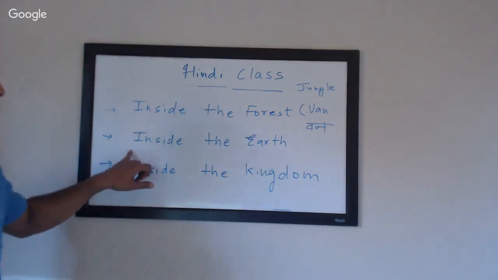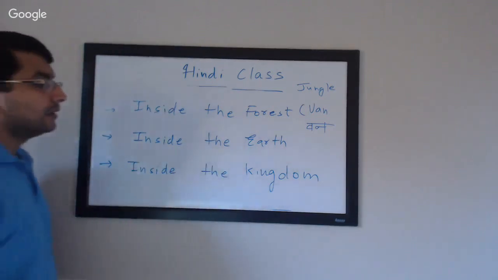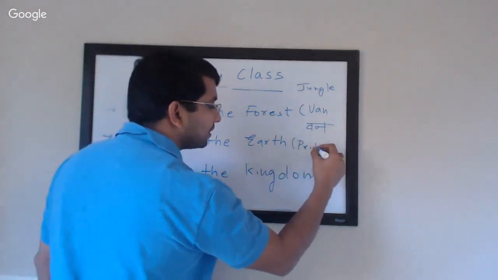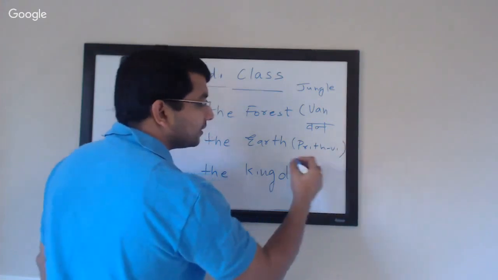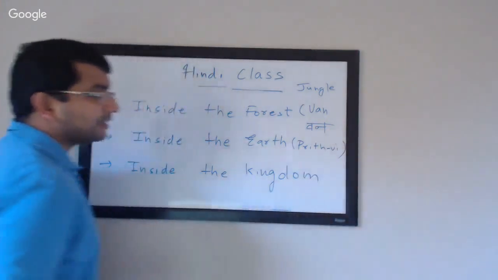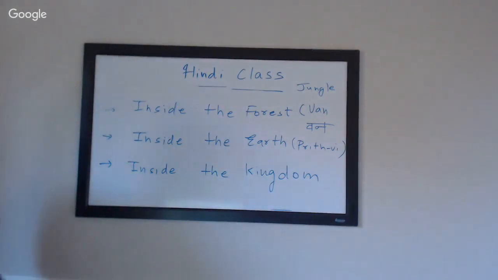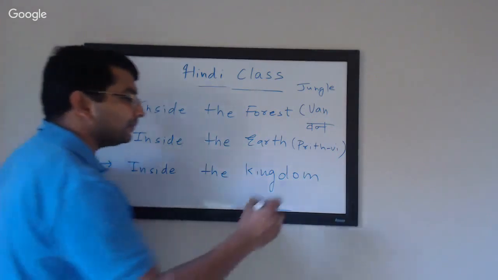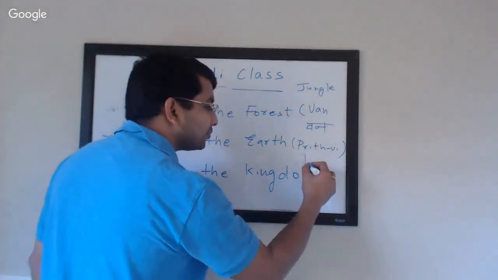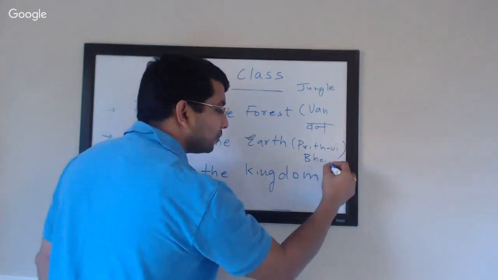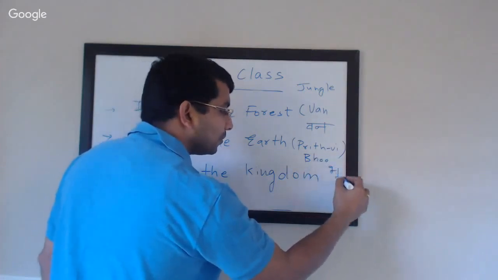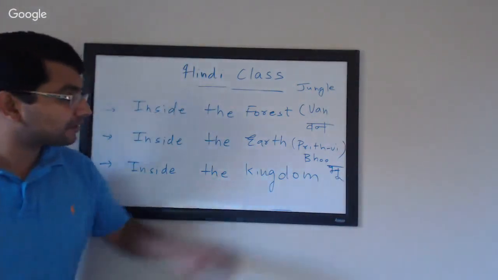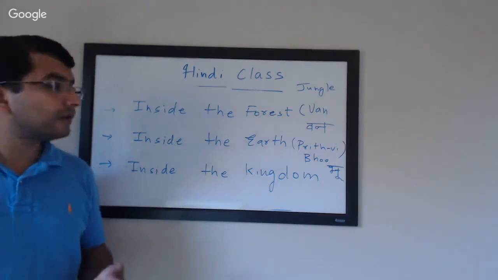Okay. The next one is earth. In the past we covered it. Earth is Prithvi. One word. Okay. Prithvi. You can say Prithvi ke andar. A lot of time, the synonym of Prithvi is also just one word called Bhu. Bhu. Okay. And so you can say Bhu ke andar as well, right?